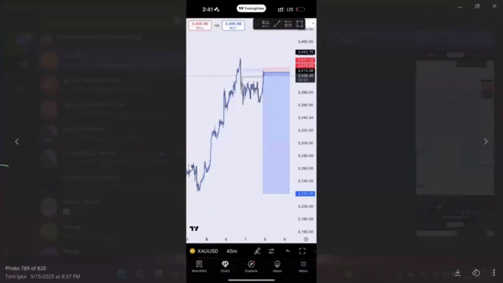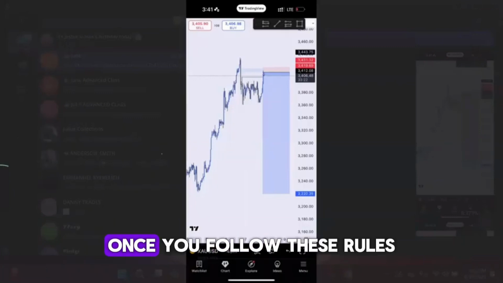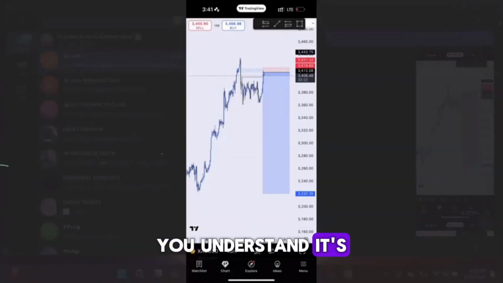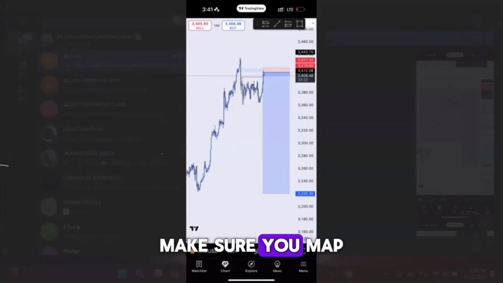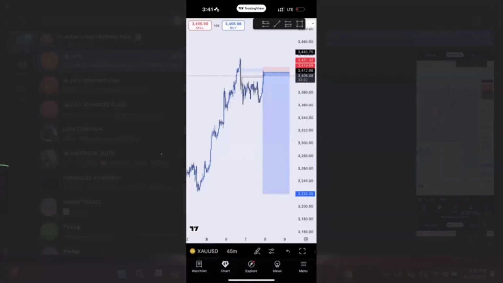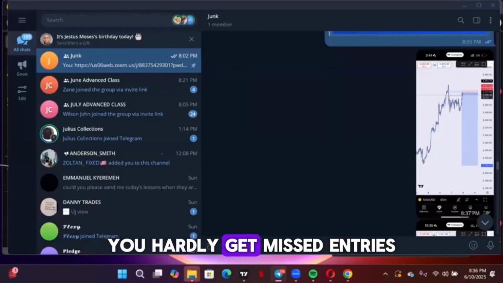And this was it. Structure shift, inducement, breaker block. Exactly the same rules that I gave out here. So once you follow these rules, you understand it's not difficult, but at the same time, most people can make mistakes. Make sure you map out your inducement correctly, switch between time frames to see the one that is more suitable. If you can check your 30 minutes, 1 hour, the one that is clearer, then pick those 4 rules correctly. You will hardly, trust me, you will hardly get missed entries.